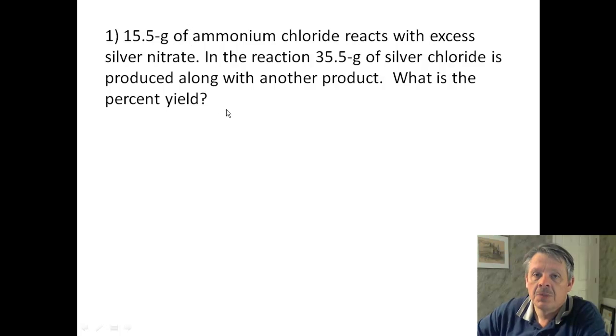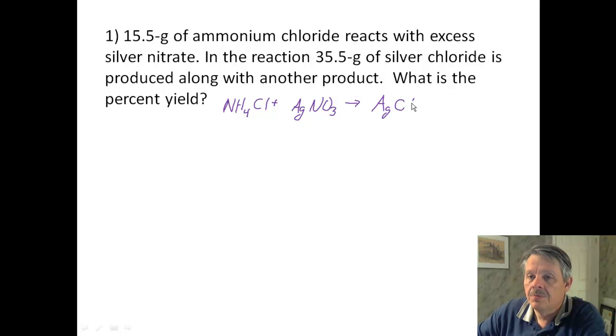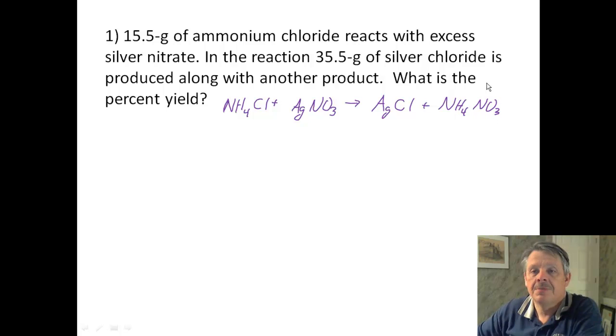We have ammonium chloride. Ammonium is NH4. Chloride is Cl. It's reacting with excess silver nitrate, AgNO3. And it's producing silver chloride, AgCl, which means the other product is NH4NO3, ammonium nitrate. All right, so it's asking what's our percent yield.